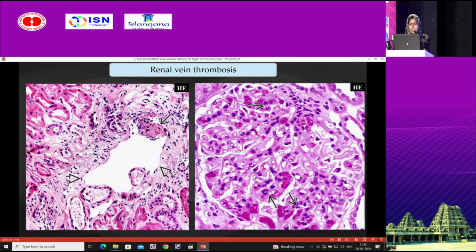Next comes renal vein thrombosis. A few cases of nephrotic syndrome can show renal vein thrombosis. This is a venule which is showing a small thrombus adherent to the endothelial layer. And in the glomerulus, we can see capillary congestion, and there will be a neutrophilic infiltrate in the glomerulus and also in the PTCs.